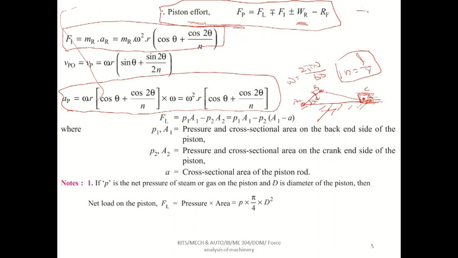When the piston moves downwards, W value is plus. When the piston moves upward, W value will be minus, because weight will always act in the downward direction. So when the piston moves downwards, W value will be plus. When the piston moves upwards, W value will be minus.